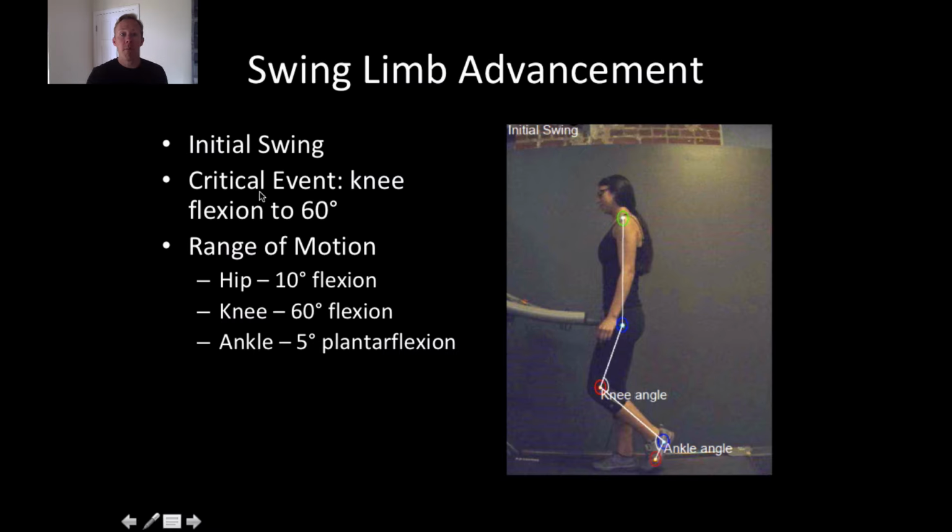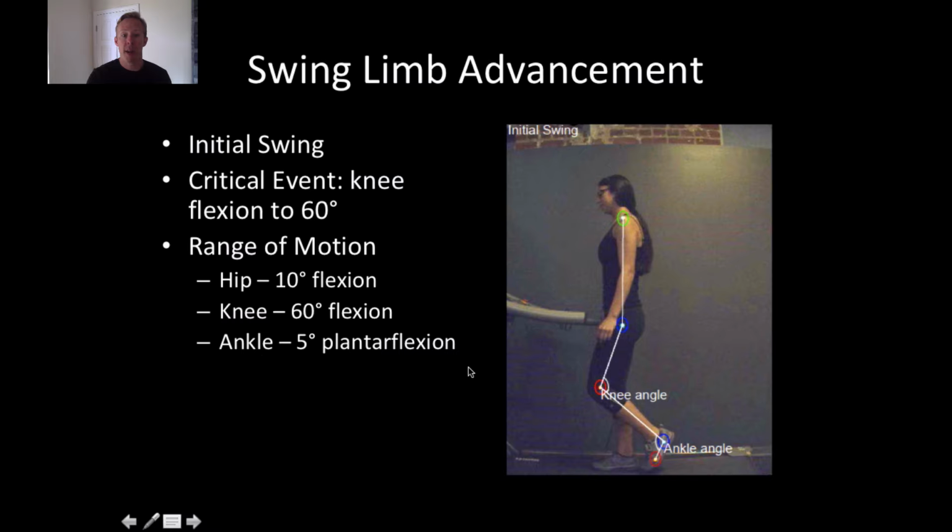This is where we see the most bend of the knee in gait, 60 degrees. You need 60 degrees of knee bend, knee flexion, to clear the ground when you're swinging your leg forward. The hip is now at 10 degrees of flexion. It's moved forward from 0. The knee is at 60 degrees, which is that critical event.